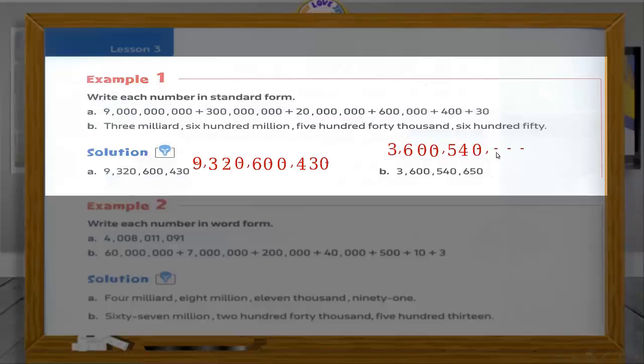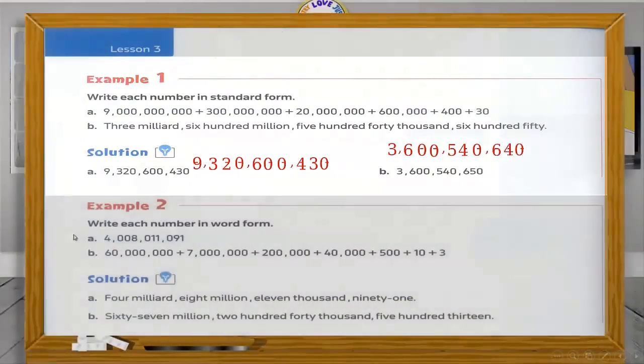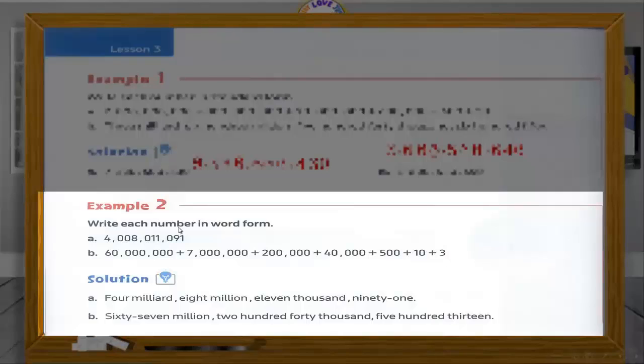650: 6 in hundreds, 5 in tens, 0 in ones. Next example, write each number in word form. We have 2 numbers. First number in standard form, second number in expanded form, and we want to write them in word form.